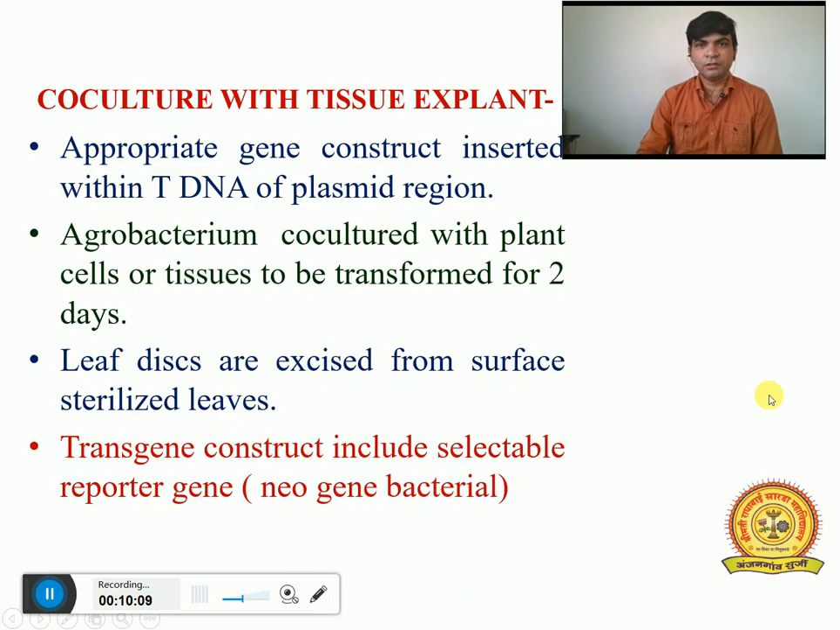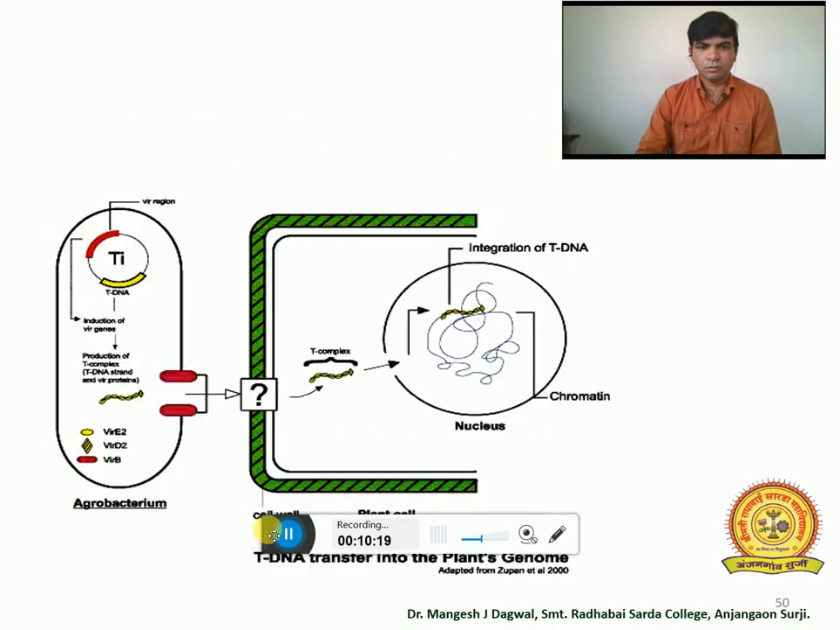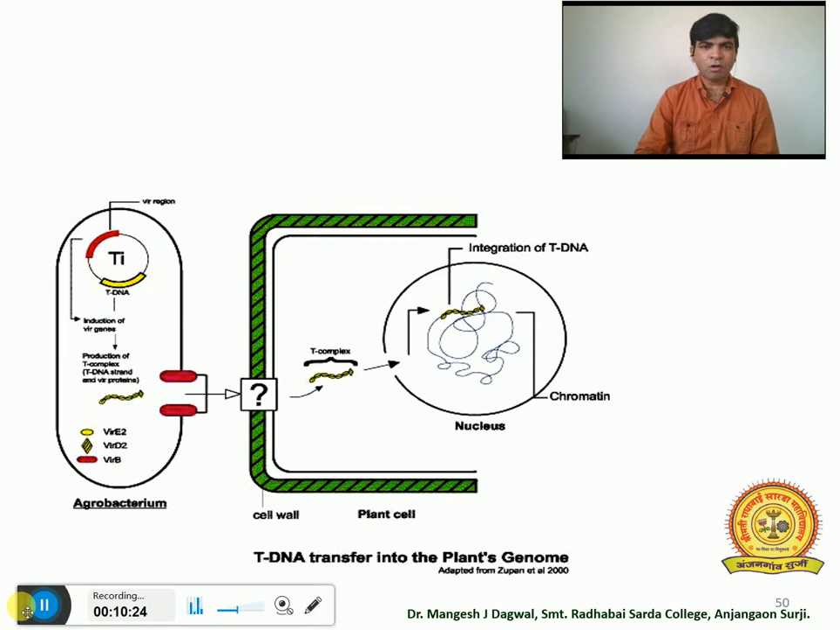Now here, before going to study the co-culture with the tissue explant, first of all we must understand the mechanism of the transfer of the gene of interest, how this VIR region shows its activity and how the gene is transferred. So in this mechanism, when the Agrobacterium infects the plant cell, there is an activation and induction of this VIR region.